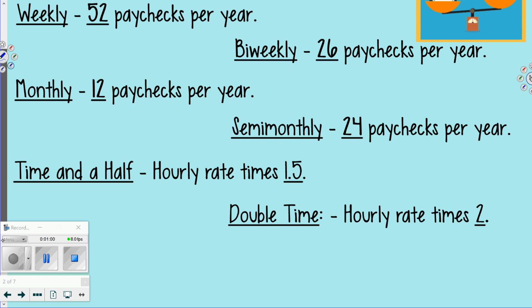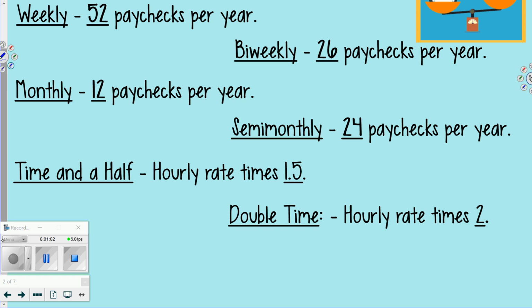Time and a half means that you are getting paid per hour what you make plus another half of what you make per hour. So that's why you multiply your hourly rate times 1.5 to figure out your new hourly rate. And double time is how much you make per hour times 2.